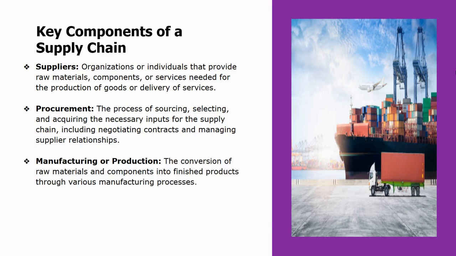Then another aspect of supply chain moves to manufacturing or production. Once we have done the procurement of our raw materials from suppliers, we now need to produce or manufacture. This is the conversion of raw materials and components into finished products through various manufacturing processes. That is what we call manufacturing or production. When you produce, it means you are converting, changing a raw material into something like a finished product that can be used. Again, as I said, a raw material has no value, just a raw value.